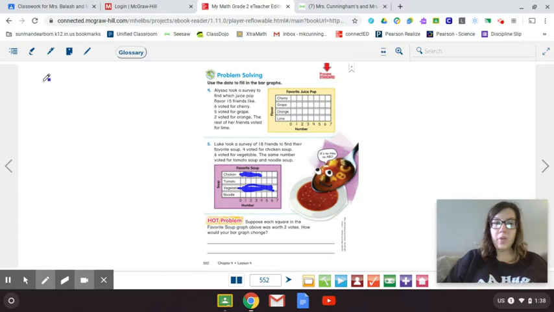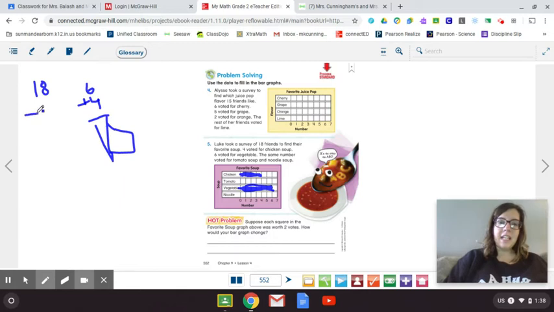So we know that 18 people total were surveyed. We have 6 and 4 that we already know the answer to. So 6 plus 4, guys, this is like a 3-step. 6 plus 4 is 10. So we know 10 people. My mouse is going crazy. So 18 minus 10 to figure out how many people we don't know. 8. There are 8 people we don't know.